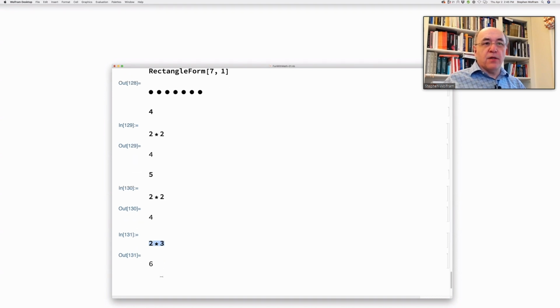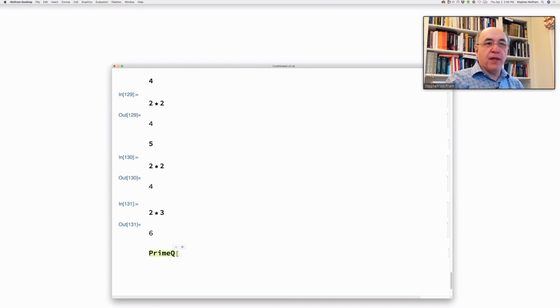Okay, so we can ask the question, what numbers have this property that we can't make them by multiplying other numbers together? So for example, 6, well, we know 6 we can make by multiplying numbers together. 7 is another number we can't make by multiplying numbers together. And we can start asking, what are all the numbers that we can't make by multiplying numbers together? So we can ask, this is a thing that just tests whether a number is prime. So whether a number can be made by multiplying numbers together.